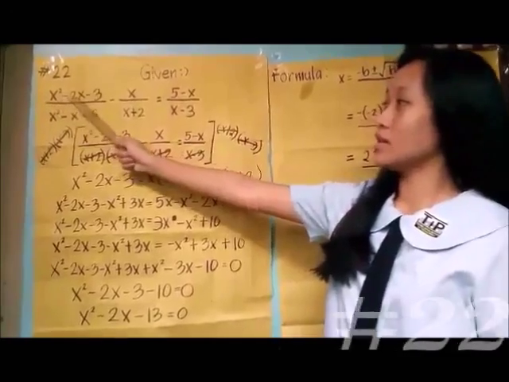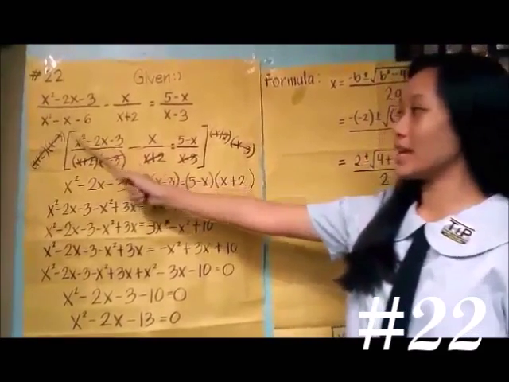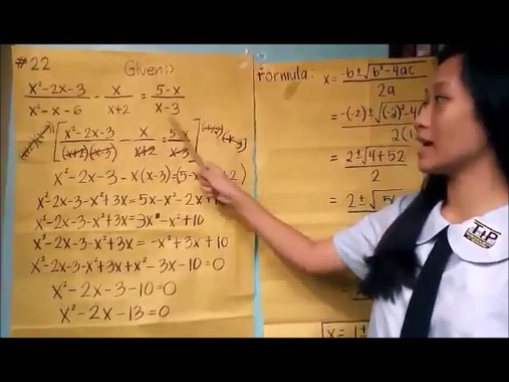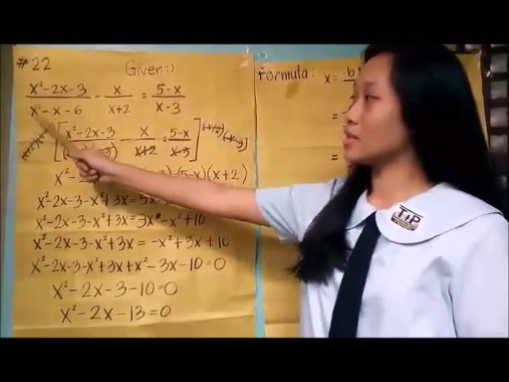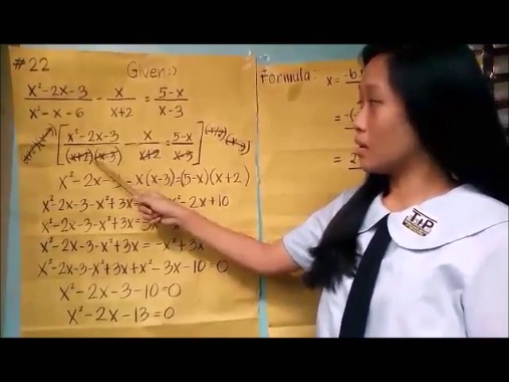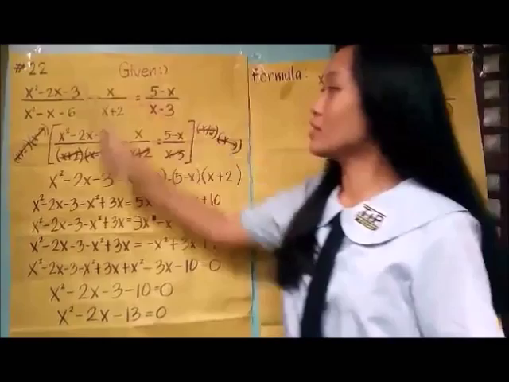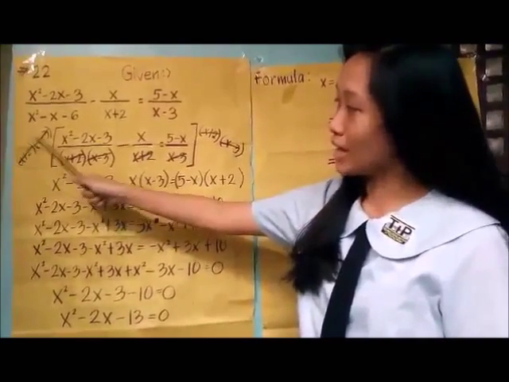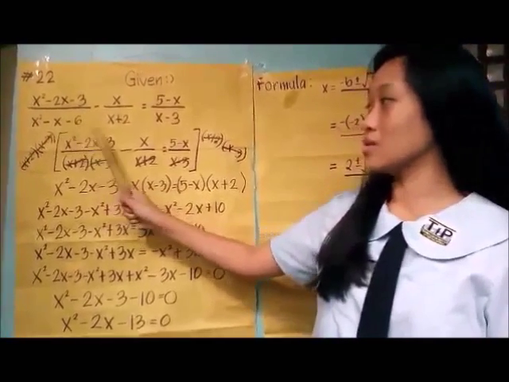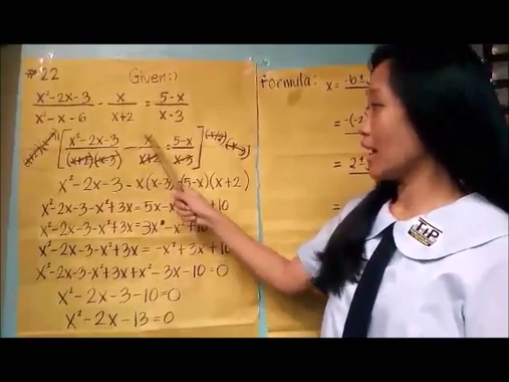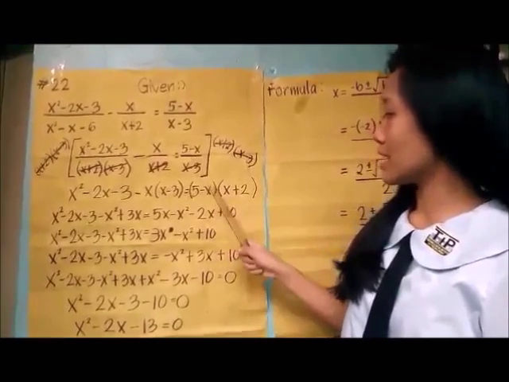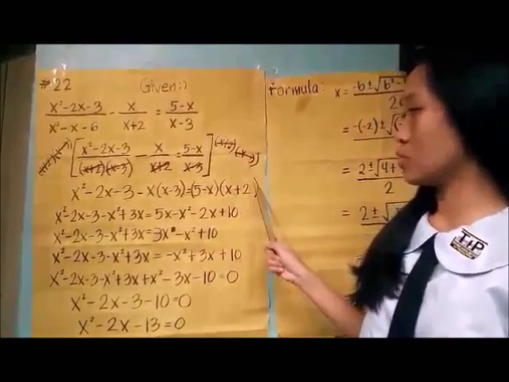Given x squared minus 2x minus 3 over x squared minus x minus 6 minus x over x plus 2 equals 5 minus x over x minus 3. Kukunin yung factor ng x squared minus x minus 6: x plus 2, x minus 3. Kukunin yung LCD na x plus 2, x minus 3. Cancel kasi pareha siya sa denominator. Kaya copy mo na yung x squared minus 2x minus 3 minus x. Cancel x plus 2, copy na x minus 3 equals 5 minus x. Cancel x minus 3, copy x plus 2.